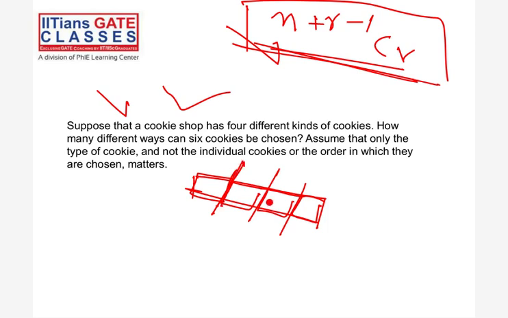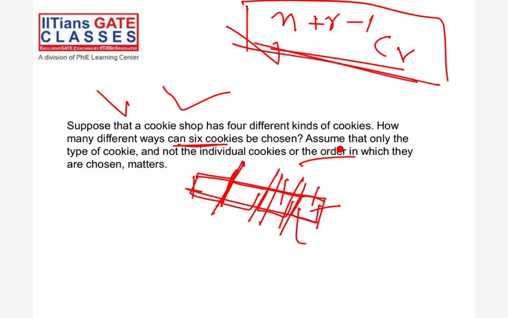But these are four different types of cookies. So a cookie from here and a cookie from here are different, but a cookie from here and a cookie from here are the same. This is the meaning of these lines. Now he is saying, suppose we have this cookie shop with these four different kinds of cookies. How many different ways are there to choose six cookies? So you want to make a six combination. The value of r here is 6.